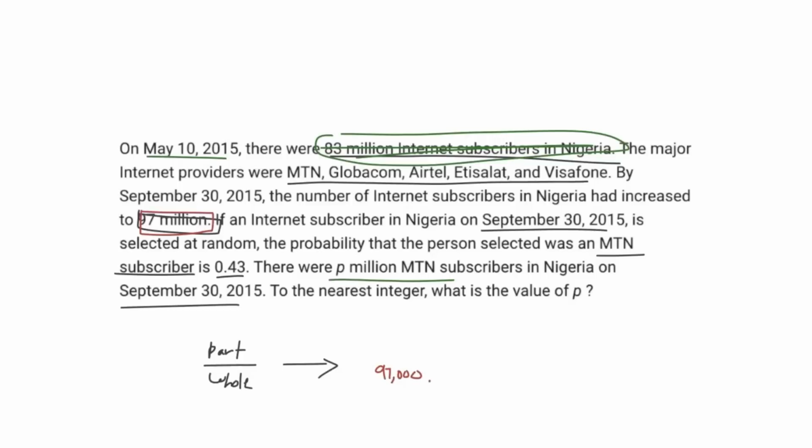And now we have to think about the part, right? So the part is the number of MTN subscribers, right? So we know that the number of MTN subscribers is in terms of P, but P by itself is P million, right? So what we really have is P times 1 million.